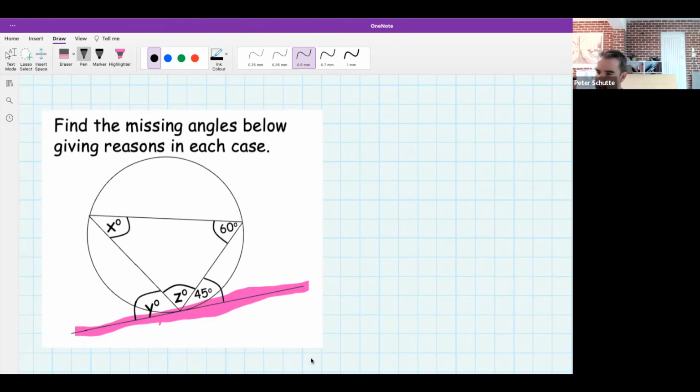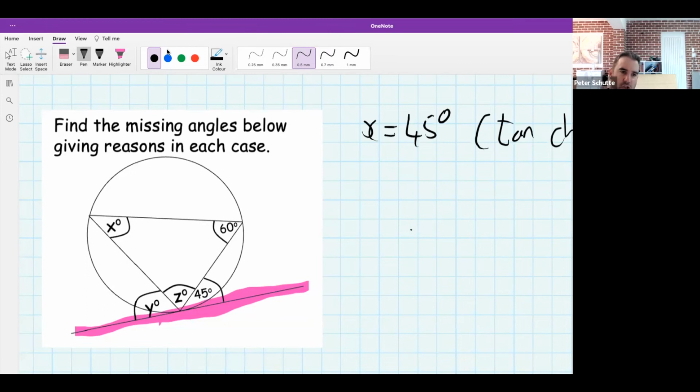Mr. East, we have a hand from David. Yes. Sir, could X be 45 degrees, tan chord theorem? David, you have nailed it. Tan chord.